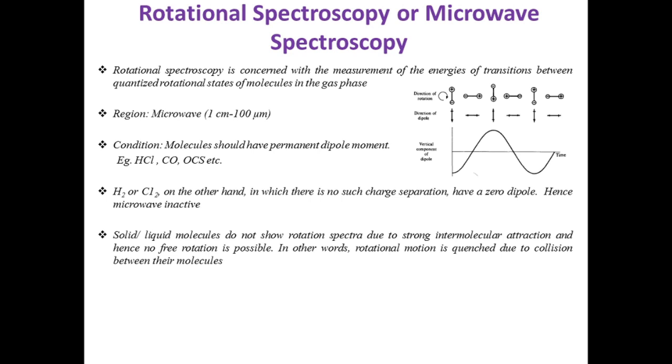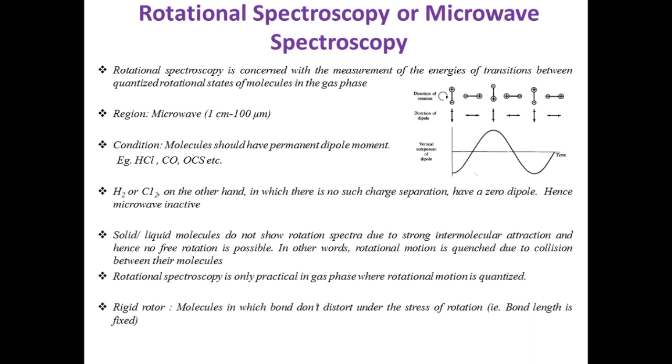Rotational spectra are usually given by gas molecules. However, solid or liquid molecules do not show rotational spectra due to the strong intermolecular attraction, and hence no free rotation is possible. In other words, rotational motion is quenched due to the collision between molecules. Rotational spectroscopy is only practical in gas phase where the rotational motion is quantized.